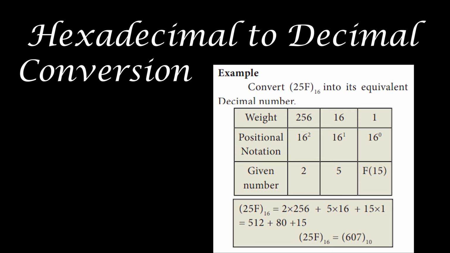So here the value of 16 power 2 is 256. So 2 into 256 plus 5 into 16 plus 15 into 1. F is 15, right? So 15 into 1. So the value is 256 into 2 is 512, and 16 into 5 is 80, and 15 into 1 is 15, right? So 512 plus 80 plus 15, the value is 607. Okay, so the equivalent decimal number is 607. For the hexadecimal value 25F, we'll get the decimal equivalent as 607, right?